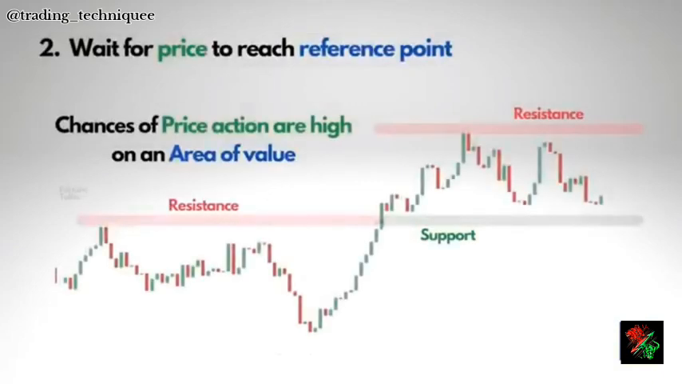Now, after you have figured out a reference point, the second point is to wait for the market to reach that particular reference point. No matter where the price is trading right now, for a price action trader to make any sort of conclusion with the prices, it has to be in an area where there is a potential interest from the side of the market participants, or simply the price should be at an area of value.